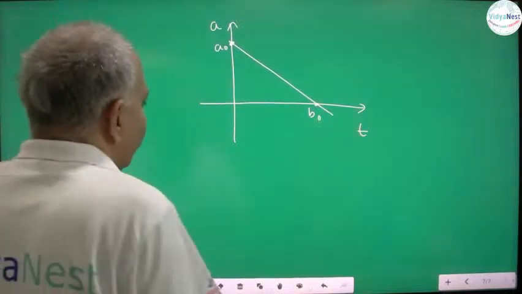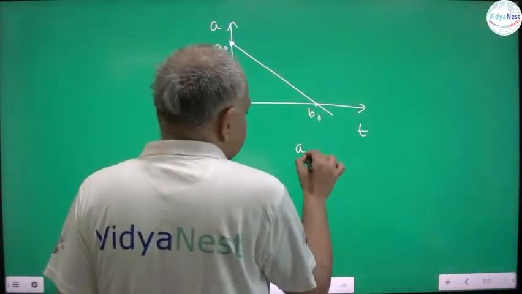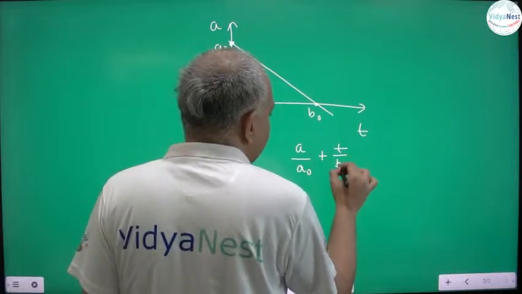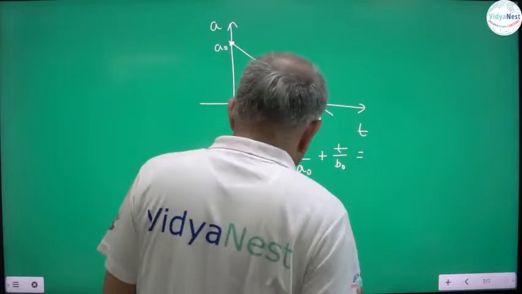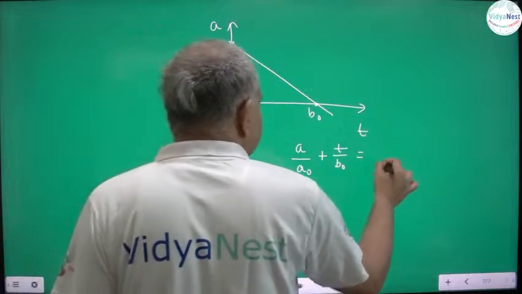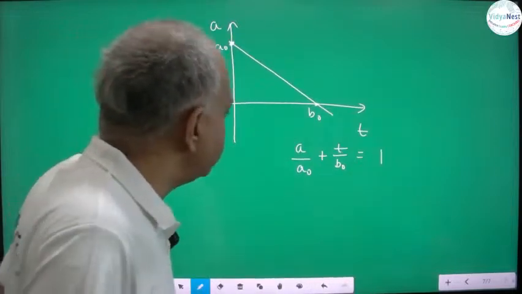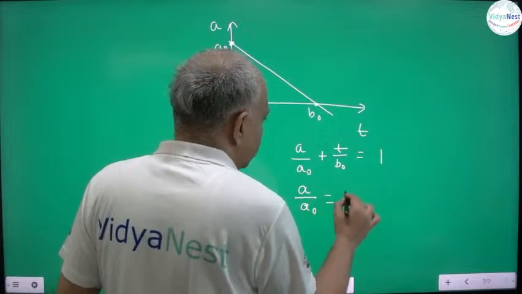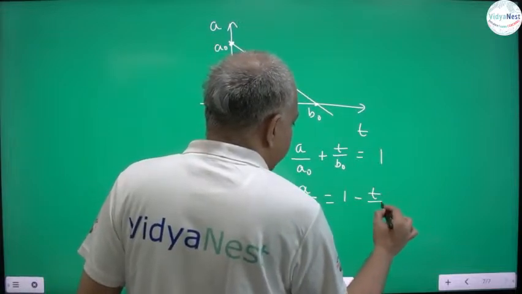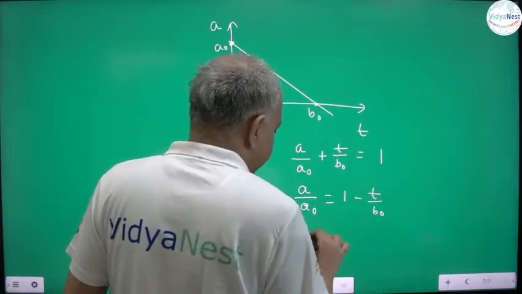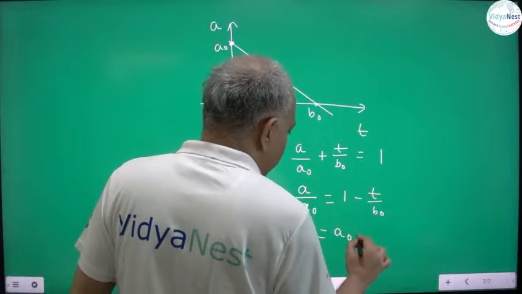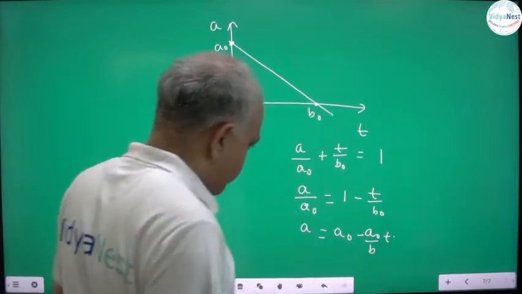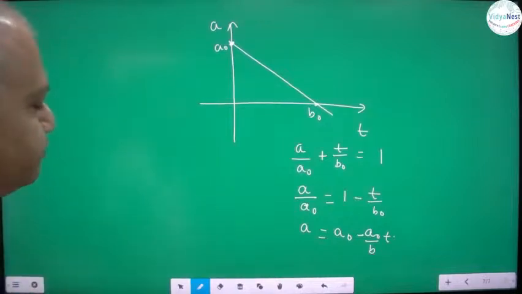So what is the relation we can have? Acceleration by a naught plus t by b naught is equal to what? A straight line equation. So acceleration by a naught is equal to 1 minus t by b naught. So we can write: acceleration is equal to a naught minus a naught by b naught into t. We are just observing this one.